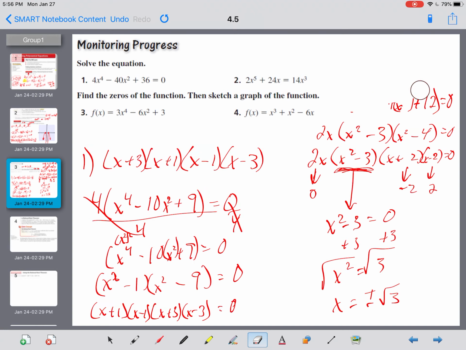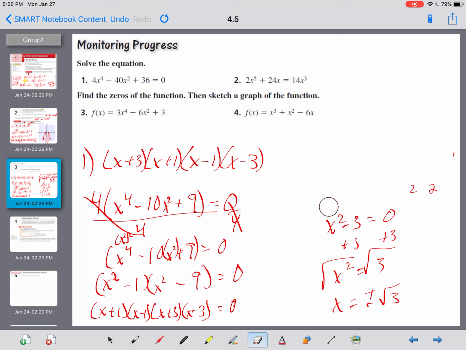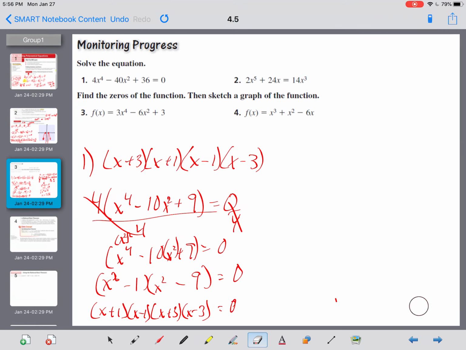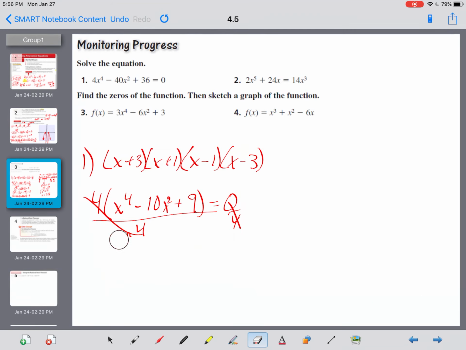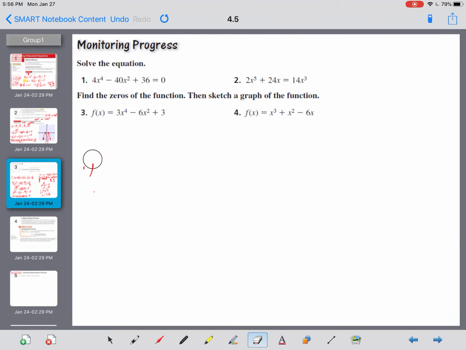So now that you've seen some trickier ones, go ahead and pause the video, try number 3 and number 4, come back, and then see how 3 and 4 go. Don't forget to use Desmos for the easy parts.